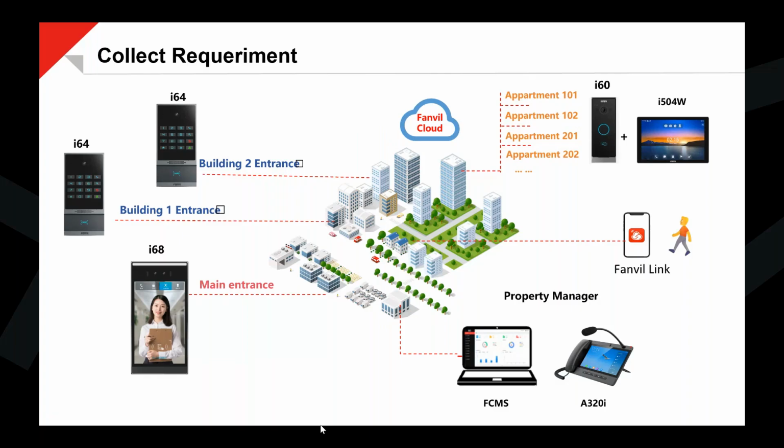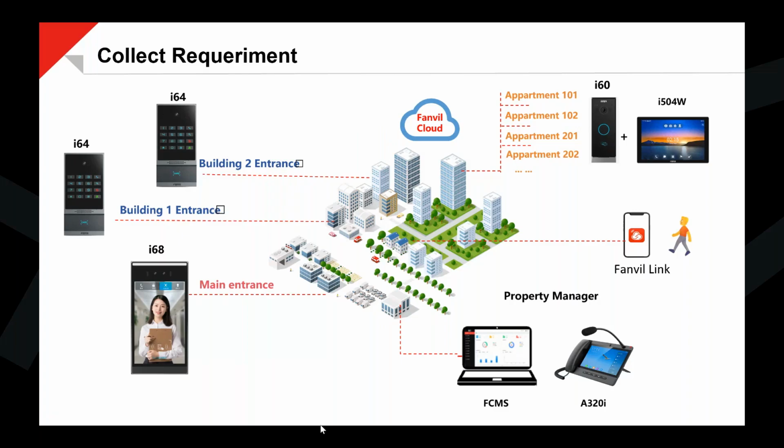Property management is handled remotely through FCMS in conjunction with the Fanvil Link app. Multi-role interaction is achieved, such as with the homeowners, visitors, and property manager personnel. So this is an example. You can see the apartments. This is now a community scenario. So this is how we usually connect.